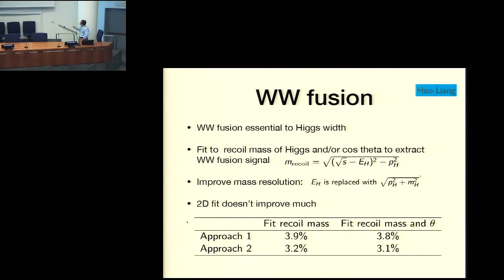This is the W fusion. This is also very important for the Higgs width because it's one of the inputs. In the CPV1 analysis, we just fit the recoil mass distribution to extract the signal. Now we try a 2D fit, but it doesn't improve much. But we use a new trick to improve the mass resolution, and that has given a significant improvement.